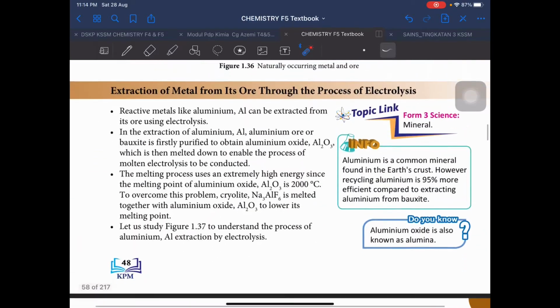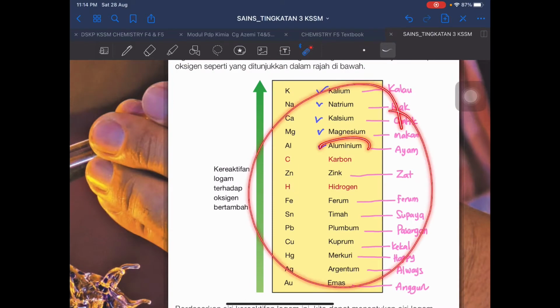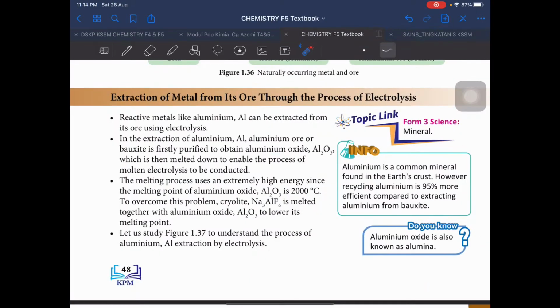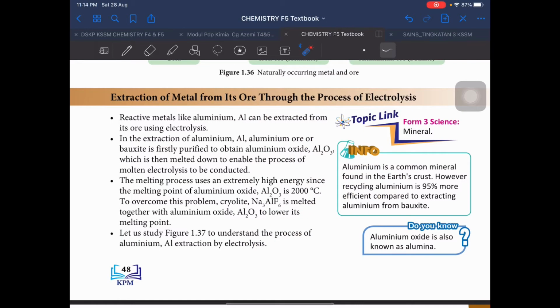So what is the metal that is more reactive than carbon? According to your series, it is aluminium. Look at your buku text, this one is on page 48. Reactive metals like aluminium can be extracted from its ore using electrolysis. Kenapa begitu? Because aluminium is situated above carbon.